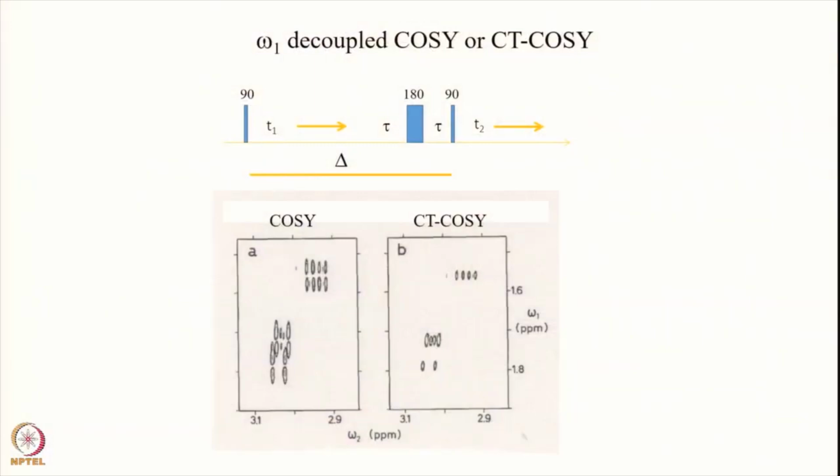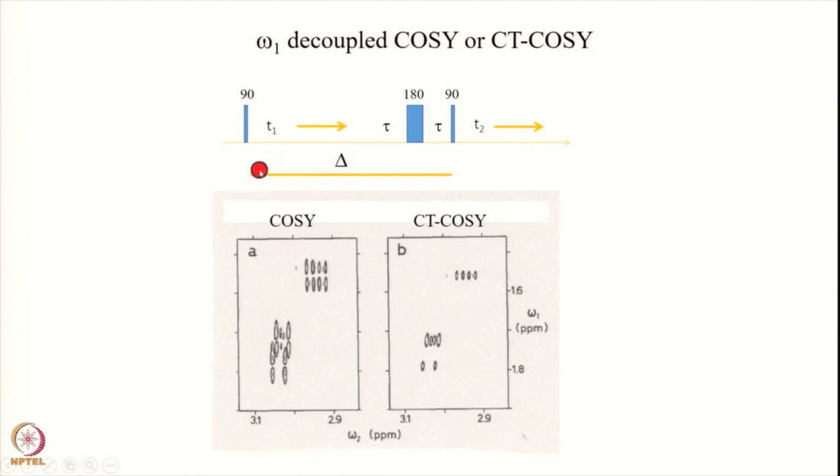Now, let us see some other experiment where you want to avoid the difficulties in crowded spectra. So, what is the crowding that is happening here? Here is an experiment I am showing which is called omega 1 decoupled COSY. Notice the pulse sequence looks very similar to that in the case of J scale COSY, except that this period, which was earlier alpha times T1, is now a constant time period delta.